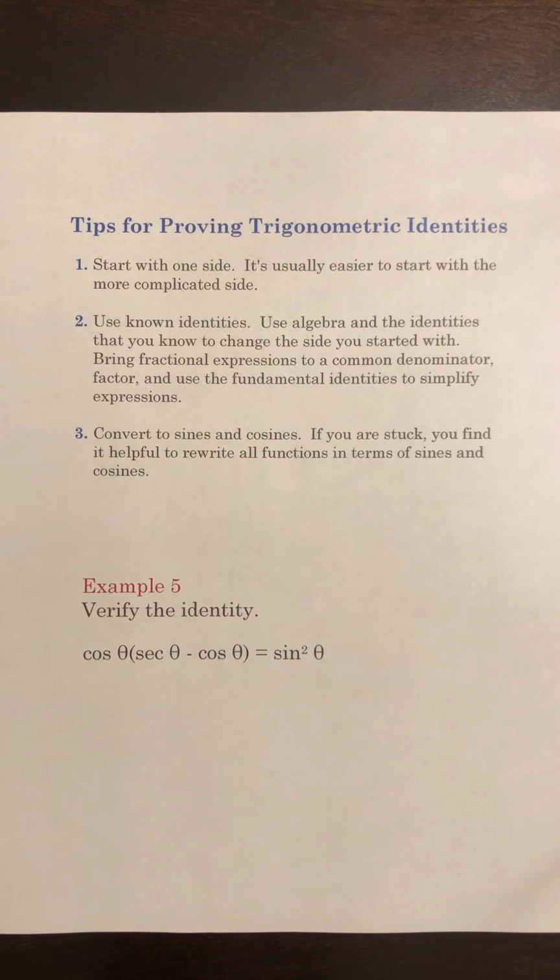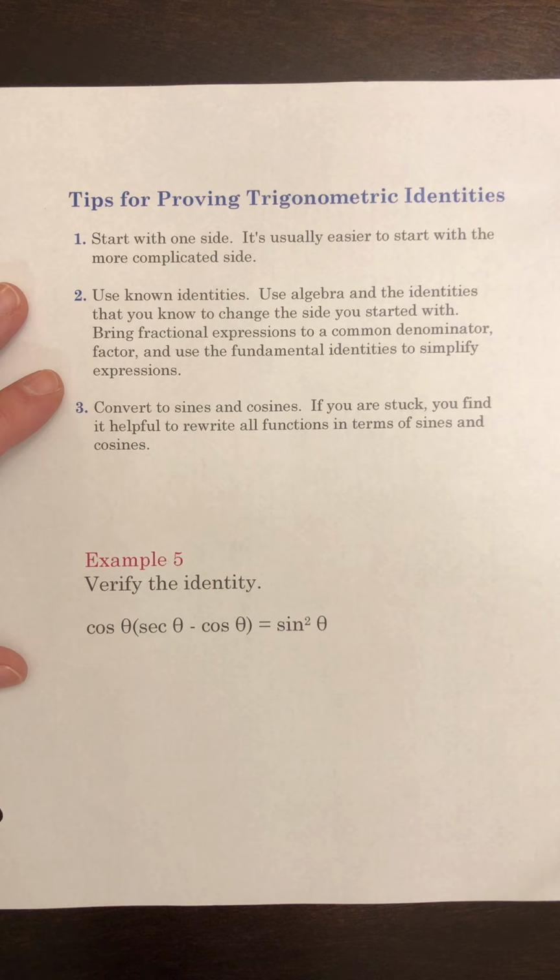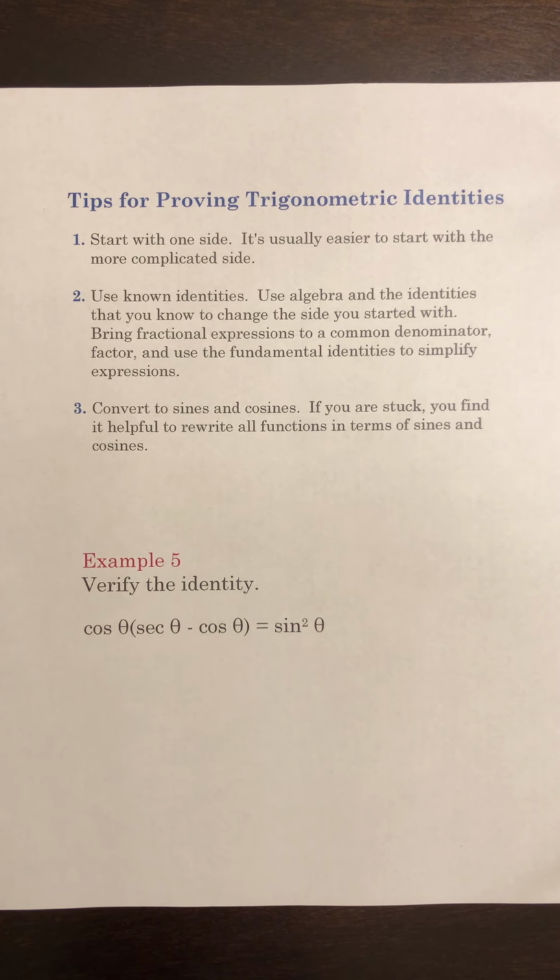All right, so in this section, it's all going to be about proving what we call trigonometric identities. So we have some tips. It says start with one side. It's usually easier to start with the more complicated side. So typically, whichever side looks harder, that's the one you want to start with.